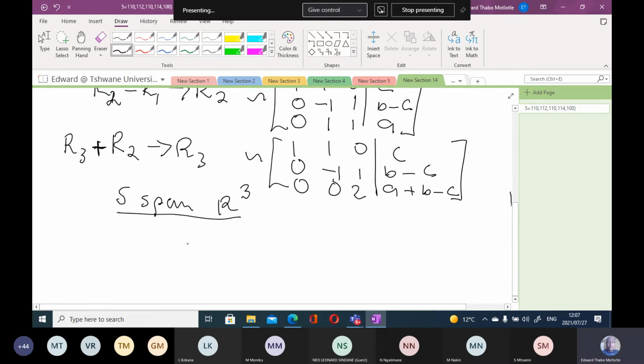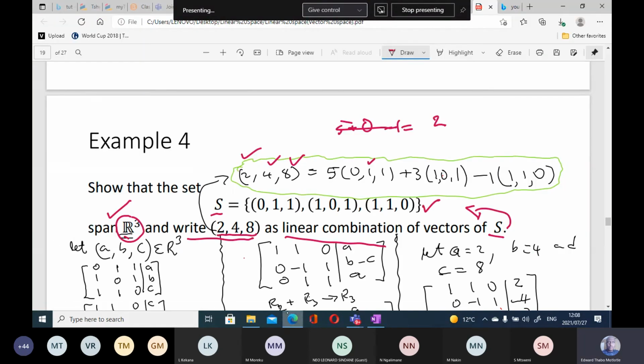And now we answer the second question. On the second question, they said we should write 2, 4, 8 as a linear combination of vectors of S. Let's go back to the question.